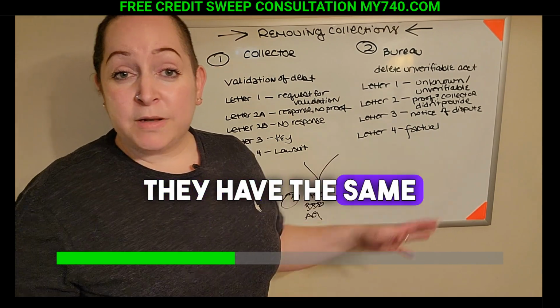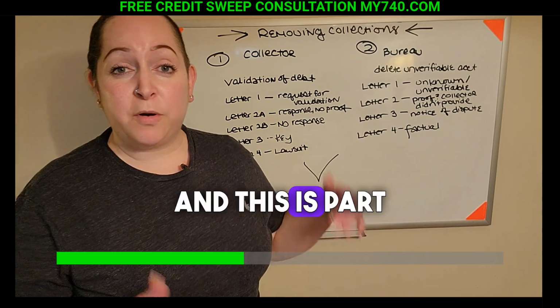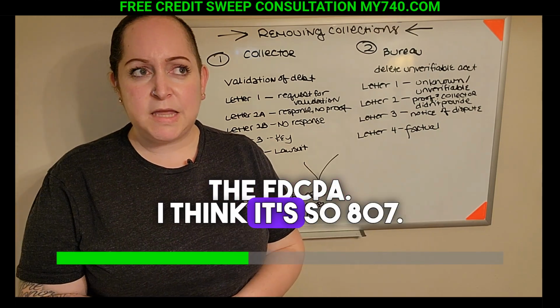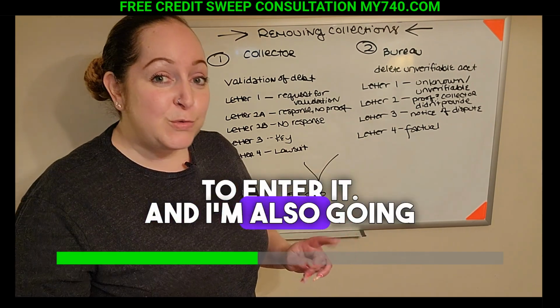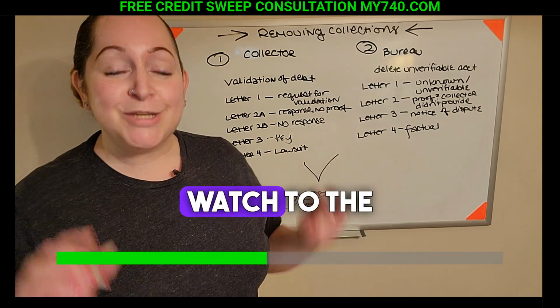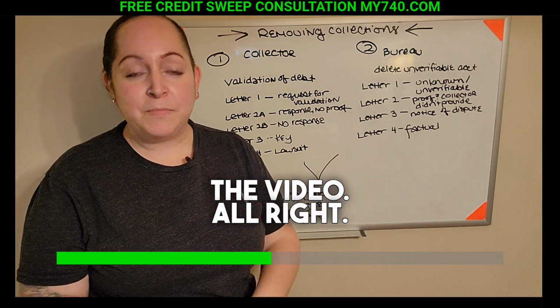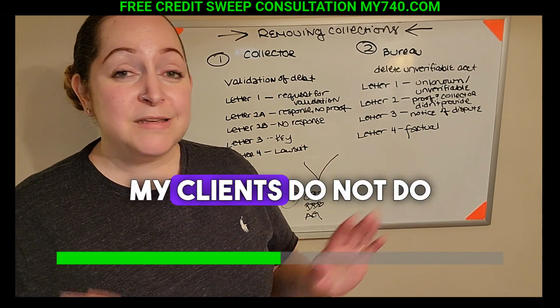They have the same amount of time that the bureaus have, 30 days to enter the required notice of dispute, and this is part of the FDCPA. I think it's 807. They have 30 days. They're not going to enter it, and I'm also going to let you know a very important thing about timing. Make sure that you watch to the end of the video, all right? So letter 4 is actually going to be where you sue them. Most of my clients do not do this.